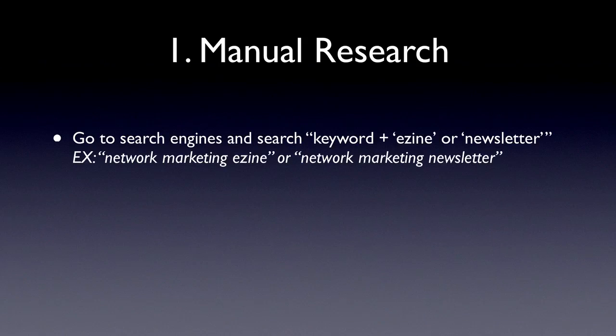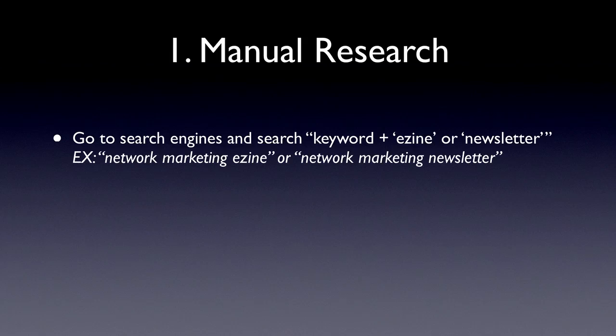If you're just getting started, and this is new to you, and you want to make this work, here's how you would do it. You would go to search engines: Google, Yahoo, Bing, whatever. Let's say you go to Google, and you simply search for your keyword plus the word e-zine or newsletter. For example, if your keyword was network marketing, you would search for network marketing e-zine, or network marketing newsletter. If your keyword was affiliate marketing, you would put affiliate marketing e-zine or affiliate marketing newsletter.